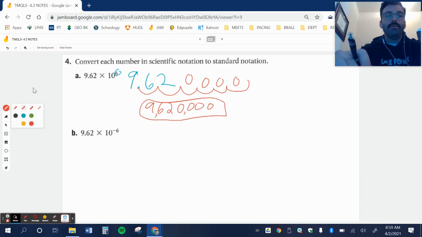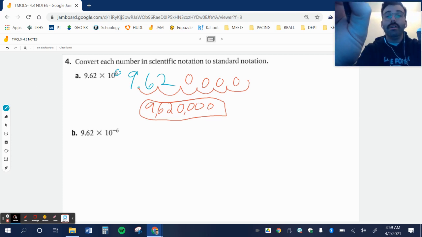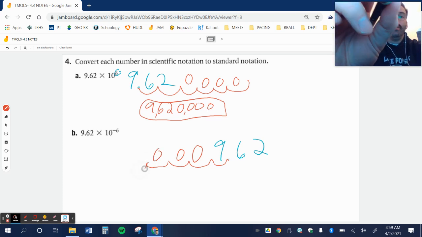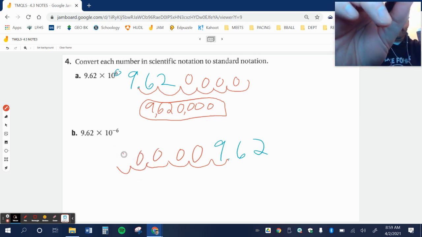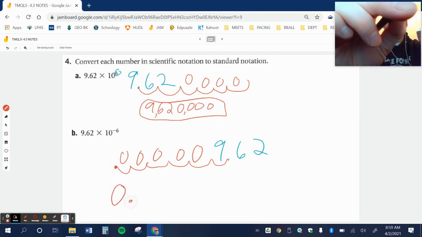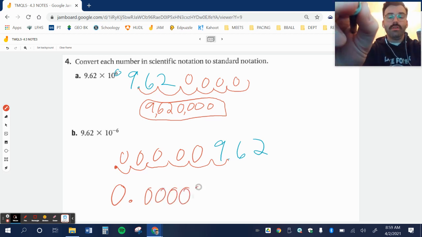Let's try the bottom one here, 9.62 times 10 to the negative 6. So since it's a negative number, my number is going to be smaller. And I'm going to move my decimal to the left. So negative 6, I got 1, 2, 3, 4, 5, 6, and there's my new decimal point. So I have 0.000009 62.